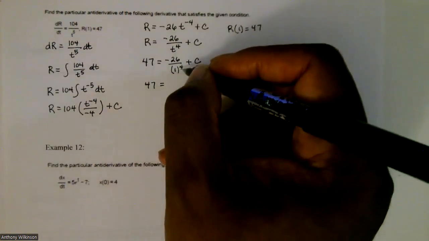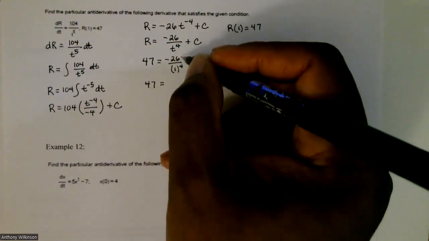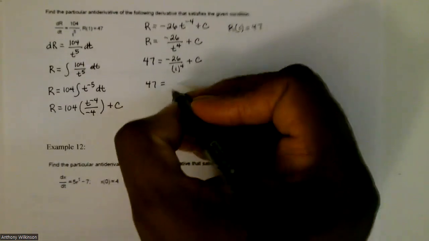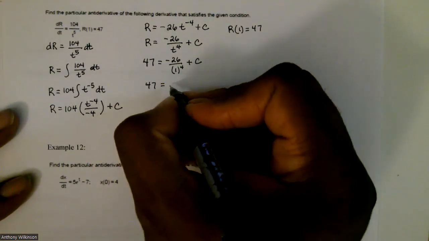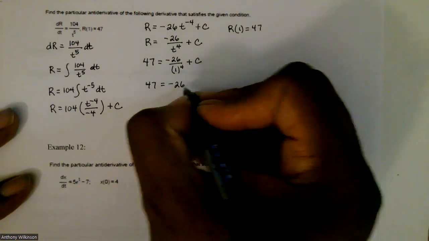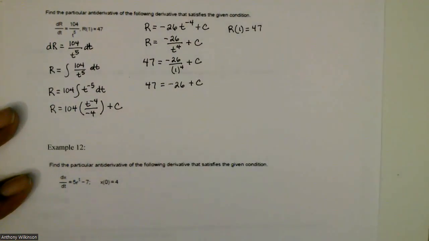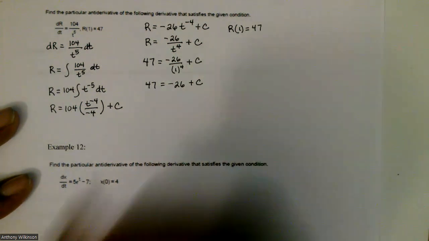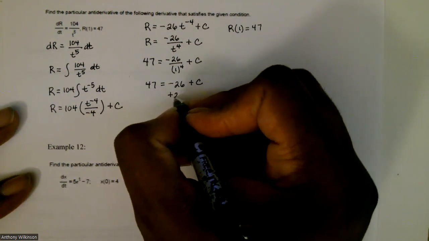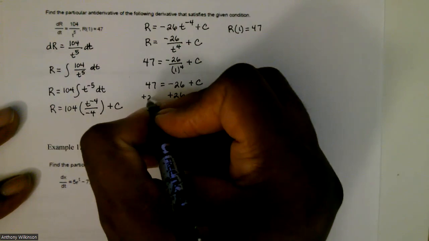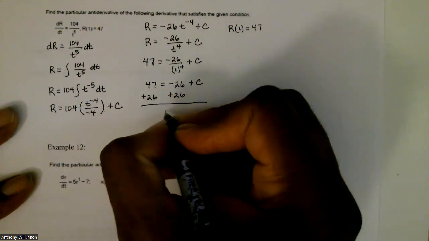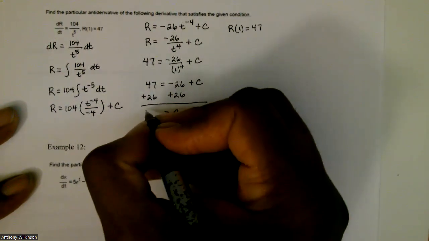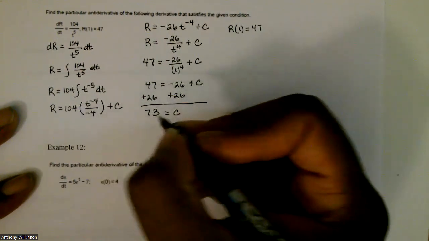Now, 1 to the 4th will be 1. Negative 26 divided by 1 will be negative 26. So I have 47 is equal to negative 26 plus c. And then to find out what c is, since it's negative 26, the opposite of that would be to add 26 to both sides. So that means your c, your constant, would be 73.